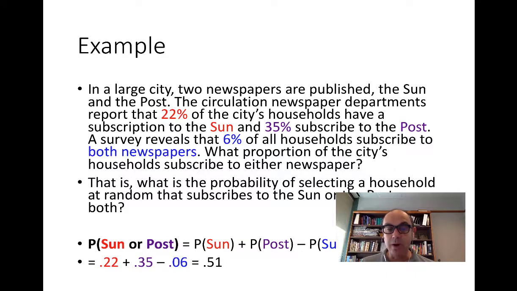So what does it really mean? We will take Sun or the Post: the Sun subscription plus the Post subscription minus the Sun and the Post, and it will be equal in the end to 0.51. So this is how I will be able to find the probability.